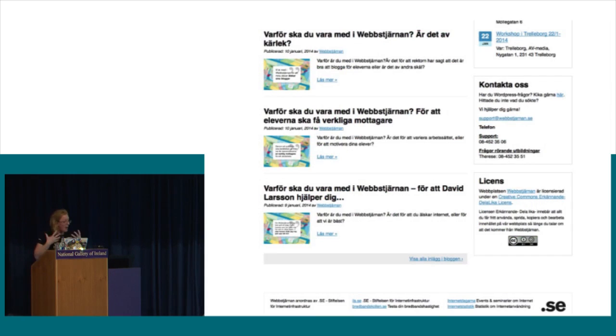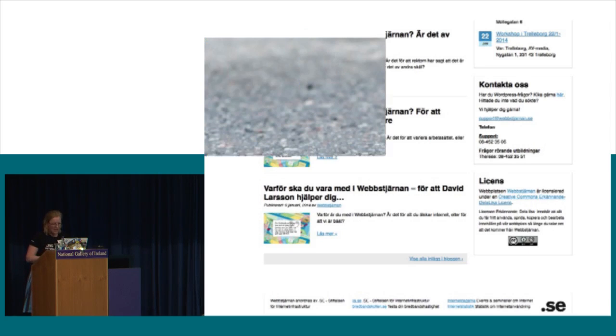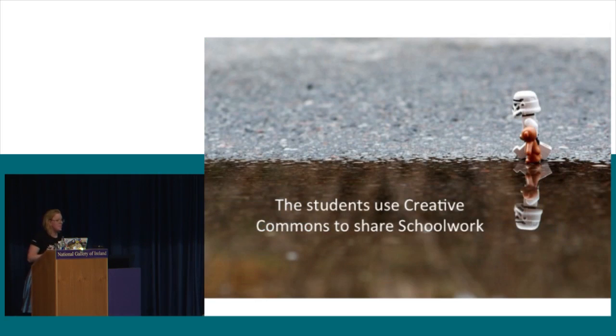And we are the biggest promoter of Creative Commons in schoolwork in Sweden. And that really influences the teachers and the students. We see that in the way they use other works, they use photos and materials that are free under a public domain. And we can also see that students actually start to share their work with the Creative Commons license.